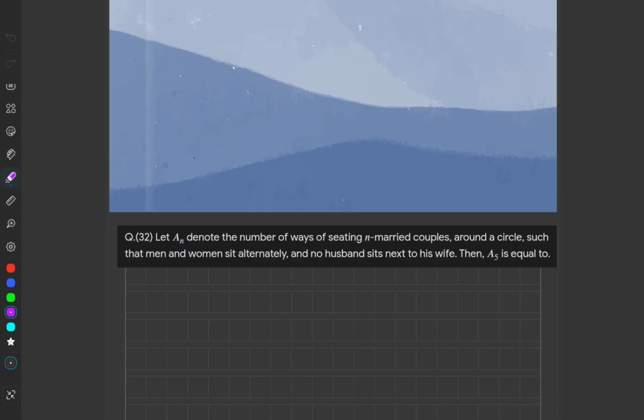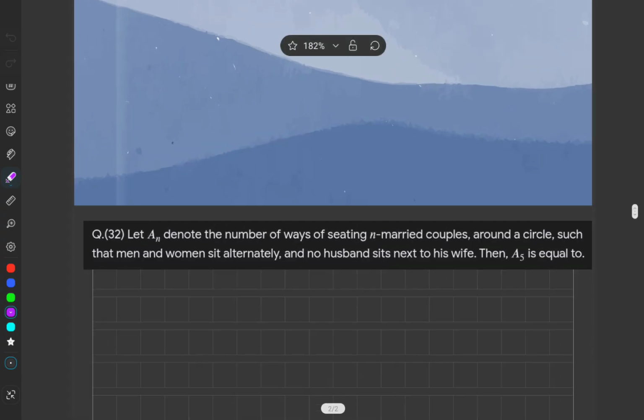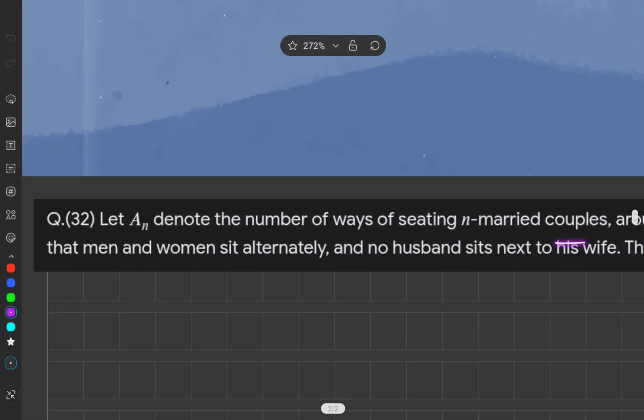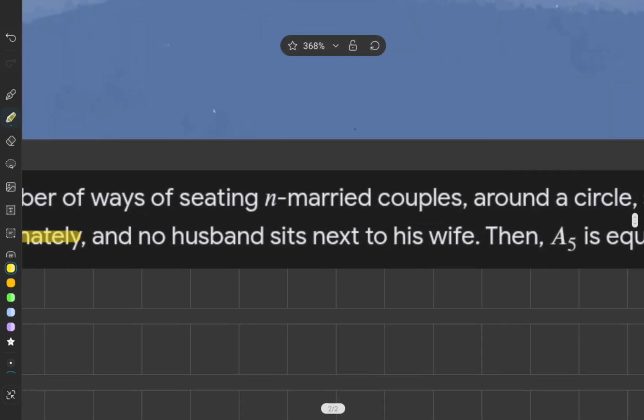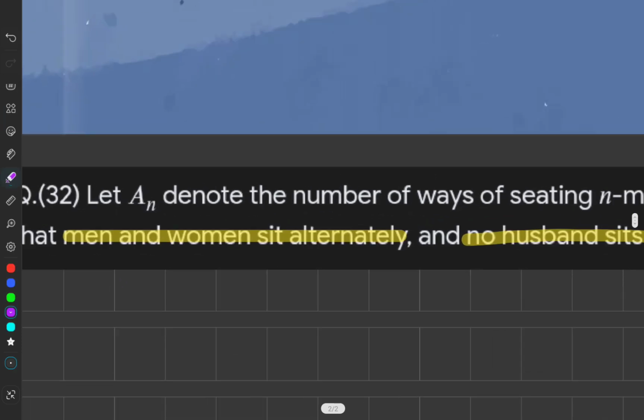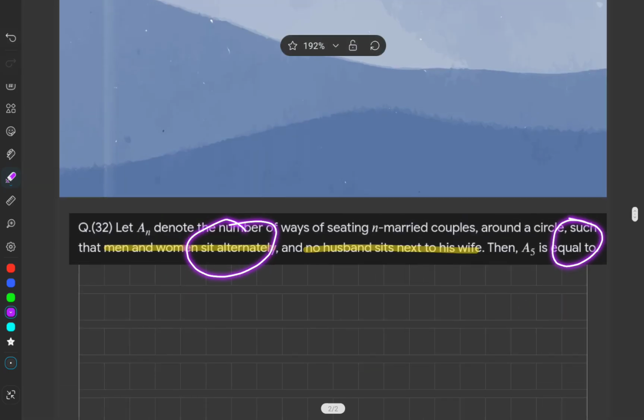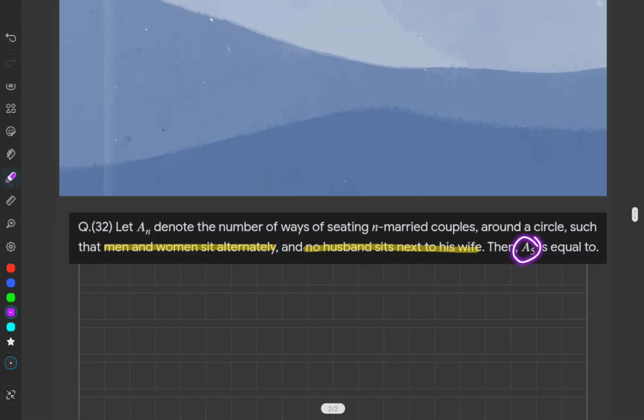It's a combinatorics problem. It states: let an denote the number of ways of seating n married couples around a circle such that, condition 1, the women and men are seated alternately, and condition 2, no husband sits next to his wife. These are the two conditions we have to follow, and we have to find a5, that is, for 5 married couples.